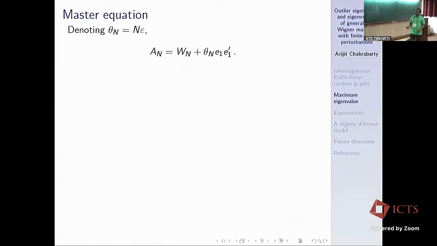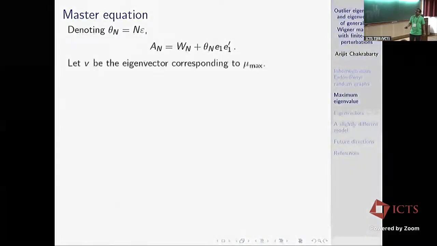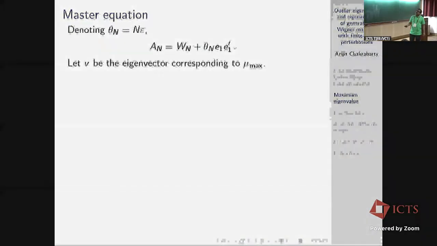Now, how does one get the fluctuation in such a situation? So A_n is W_n plus theta_n e_1 e_1'. That was the last equation in the last slide. Let v be the eigenvector corresponding to the largest eigenvalue. That is, if you post multiply both sides by v, then this is what you get. Now e_1' v is a scalar, and hence it can be moved to the left.